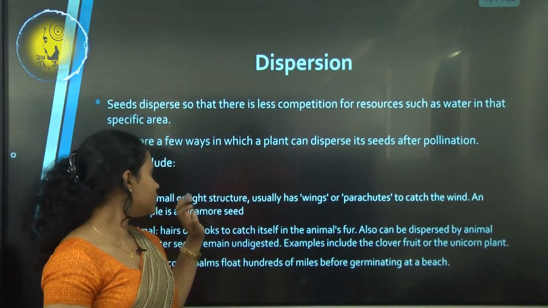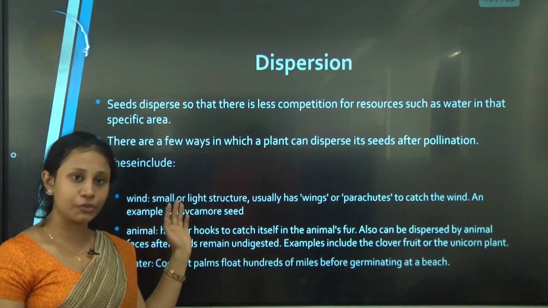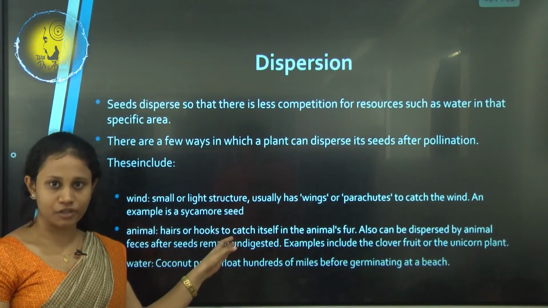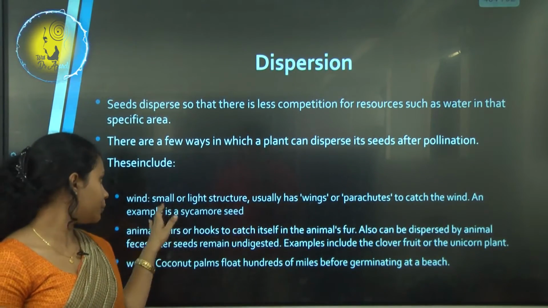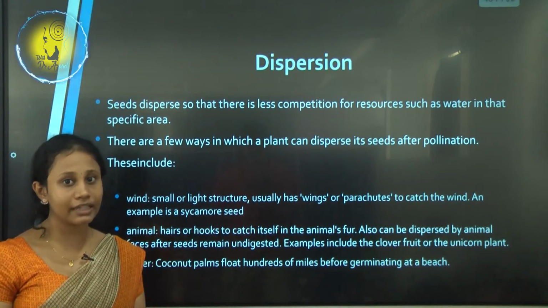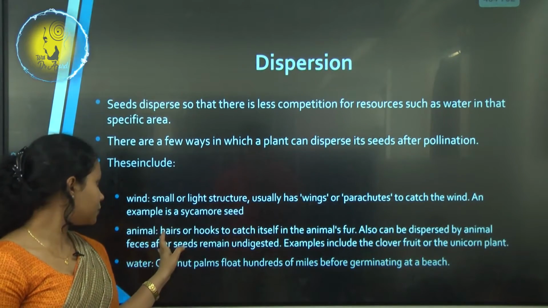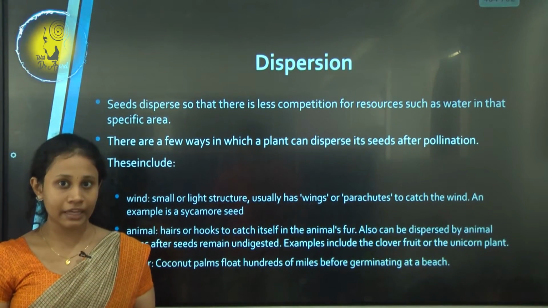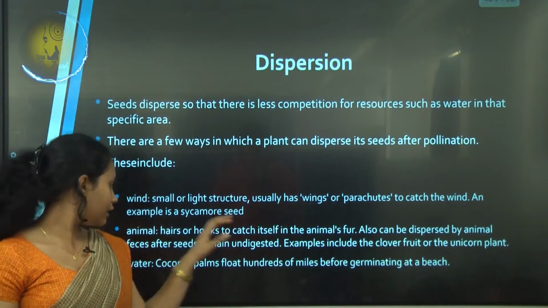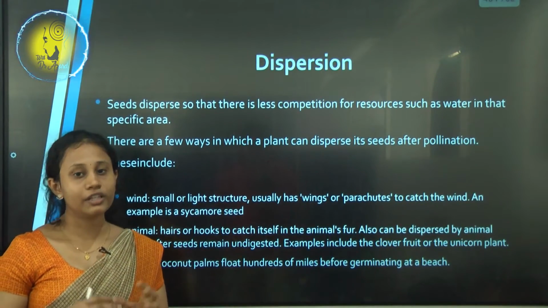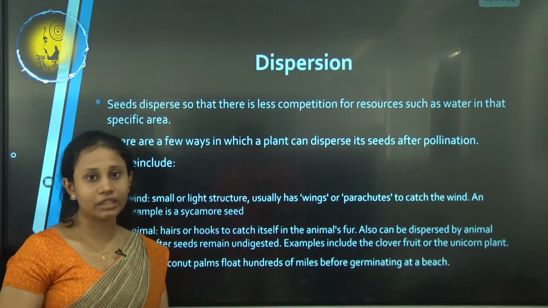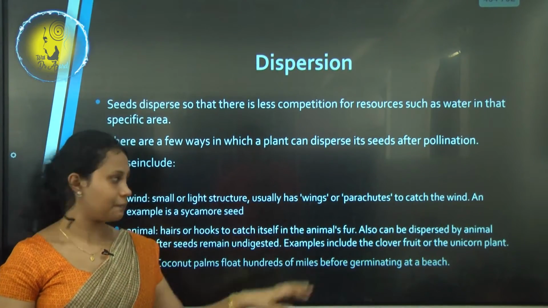The seeds can disperse mainly in three methods. They can disperse through wind, or animals, or water. According to the method, they have the adaptations. If the seed is dispersing through the wind, it should be very lightweight and have some feathery structures so that the wind can carry those seeds. And if it is dispersing through animals, it should have some hairs or hooks which can hang on the animal's fur. And when you take water, they should have a very thick seed coat so that it can travel miles away from its source.